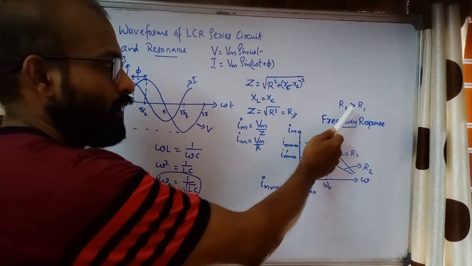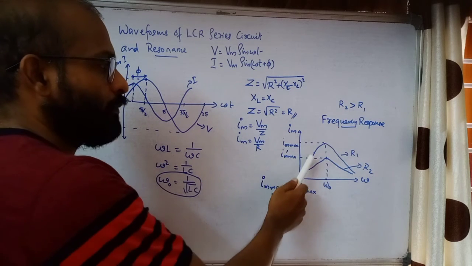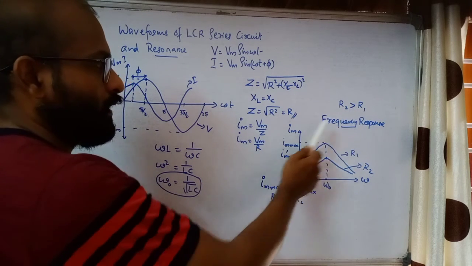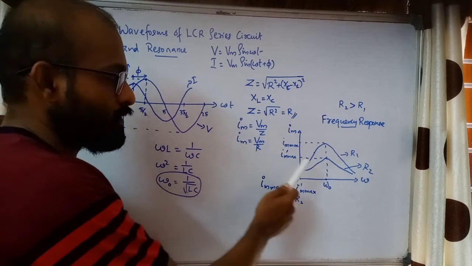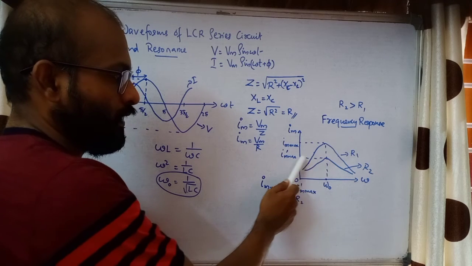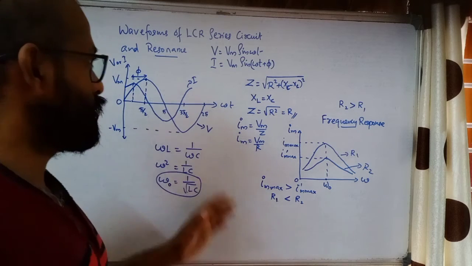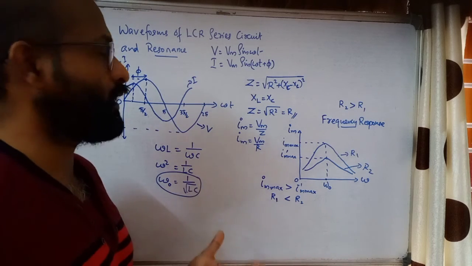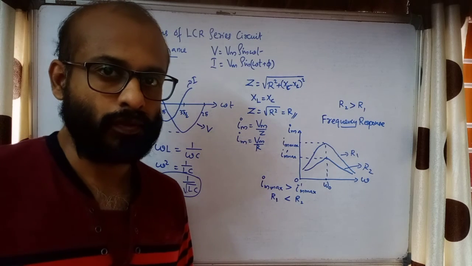Here we have used two resistors. One resistor has a low value, so current amplitude is large. The other has a higher resistance. When resistance increases, current amplitude decreases, and the maximum current amplitude becomes less compared to this. You can see these two values. So that's about the frequency response, resonance, and waveforms of the LCR series circuit.